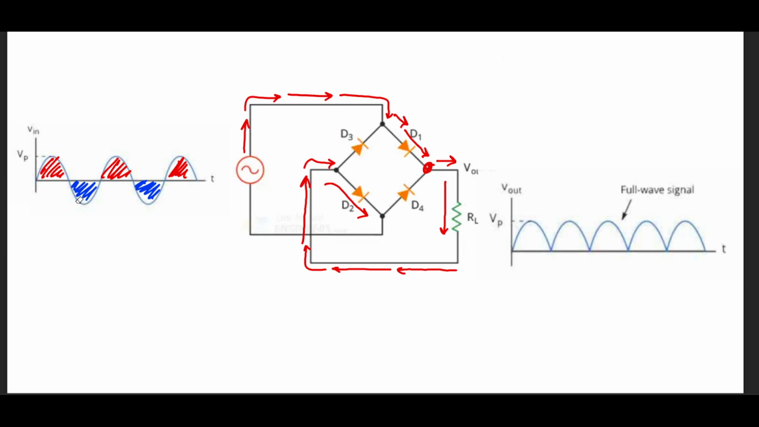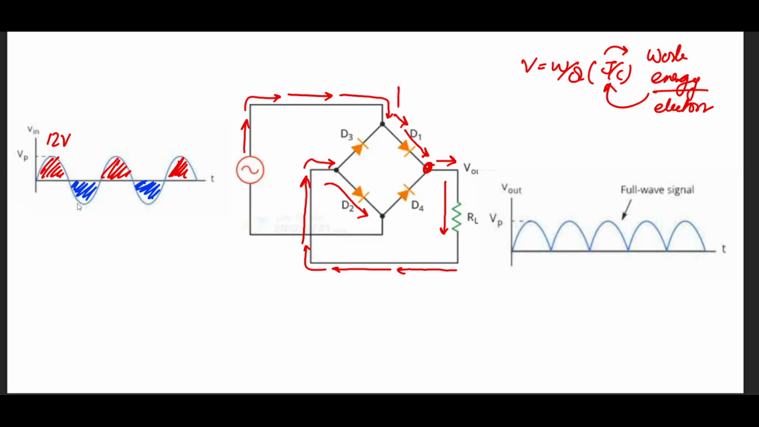Why? Because we know that voltage is work done by charge. We know that it is joules per coulomb. We know that it is actually the energy of the electron, because work done and energy have the same unit. So joules means that we are dealing with work done, or with the energy of the electron, which is basically joules per coulomb. So let's say we have a peak voltage of 12 volts. When the electron entered at this stage, it had 12 volts. It had 12 joules of energy for every packet of charge.